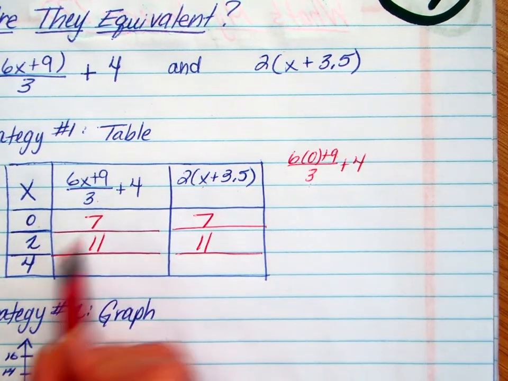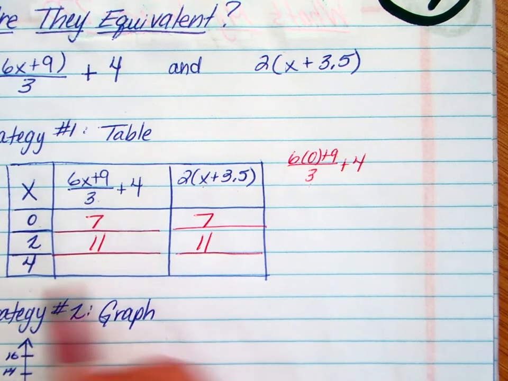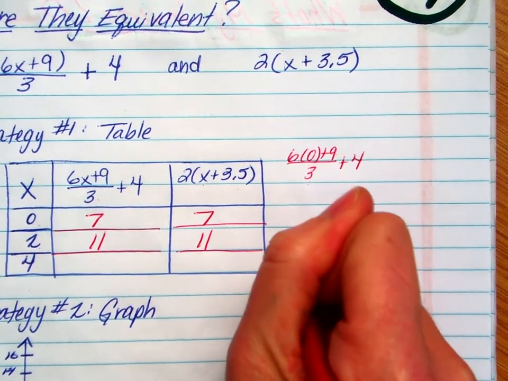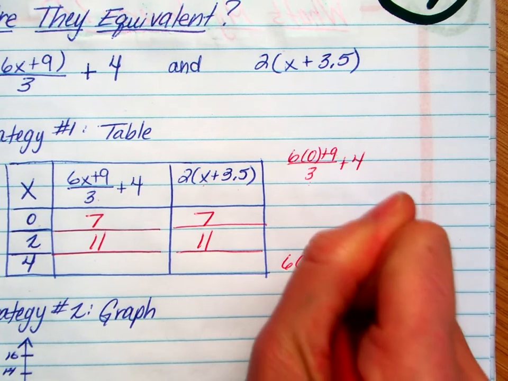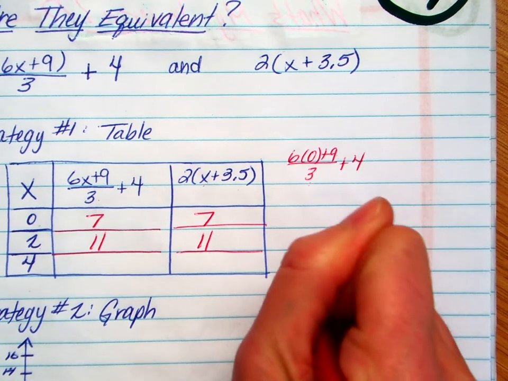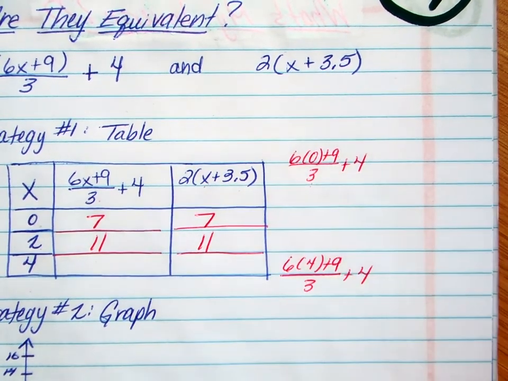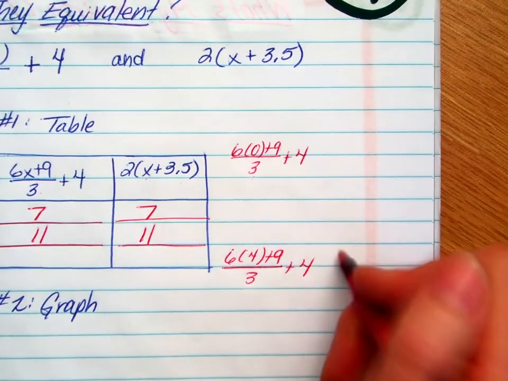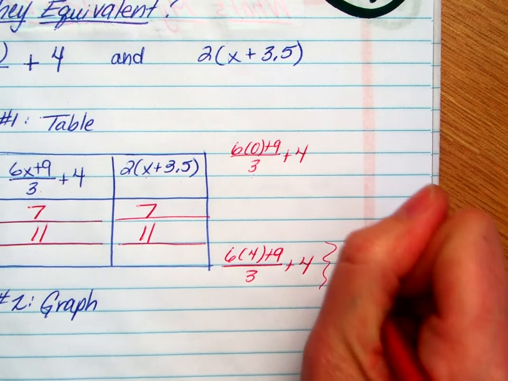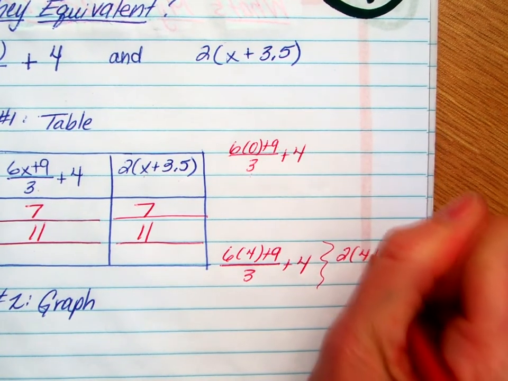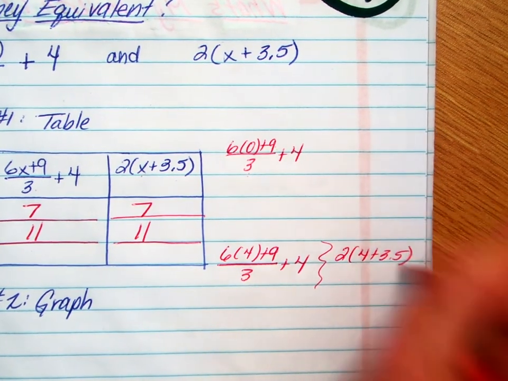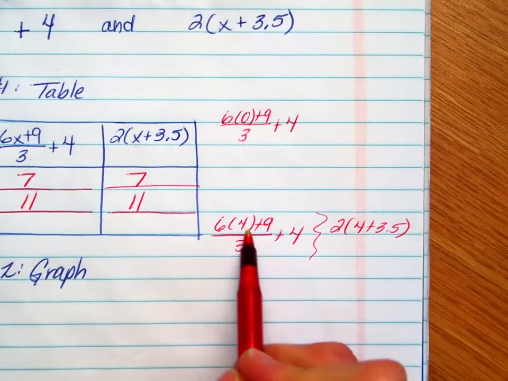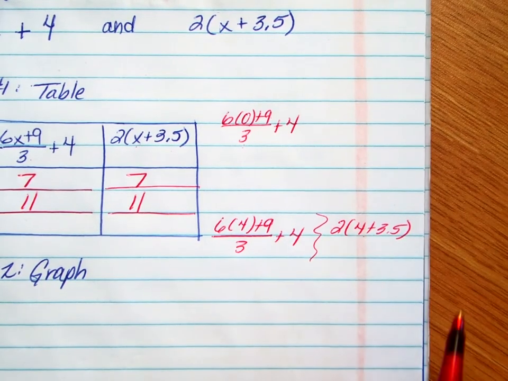So one more time. x is going to be worth 4, which means if I rewrite this, it's going to be 6 times 4 plus 9 over 3 plus 4. And then I just work it out using order of operations. Just like if I did the other one, which is 2 times 4 plus 3.5. So it's just a substitution to evaluate.